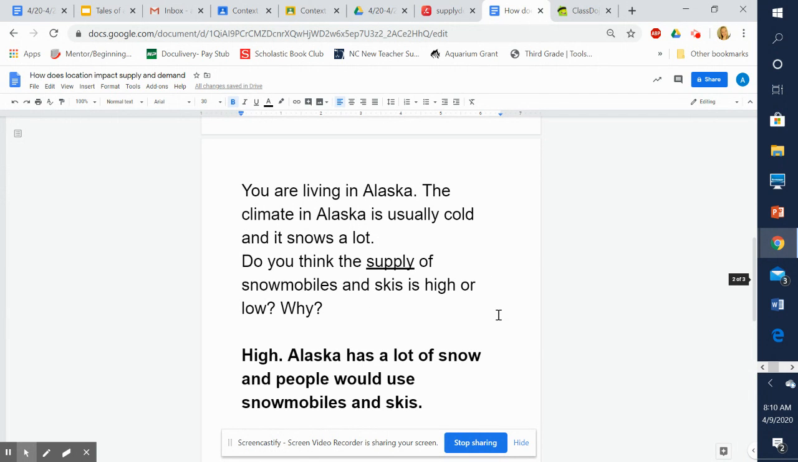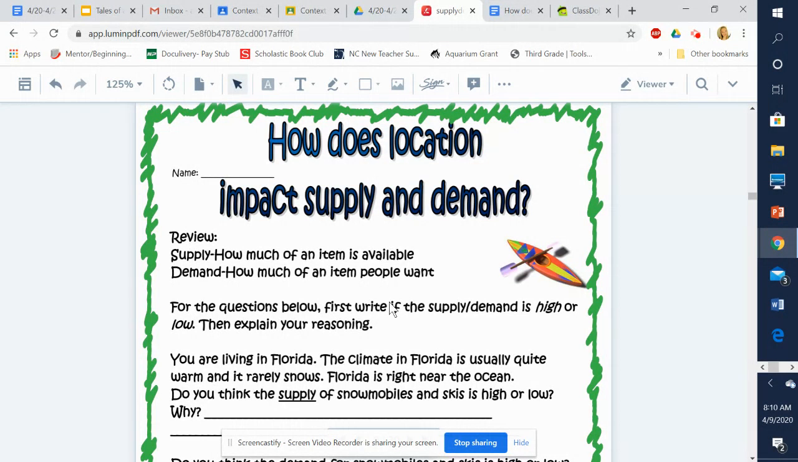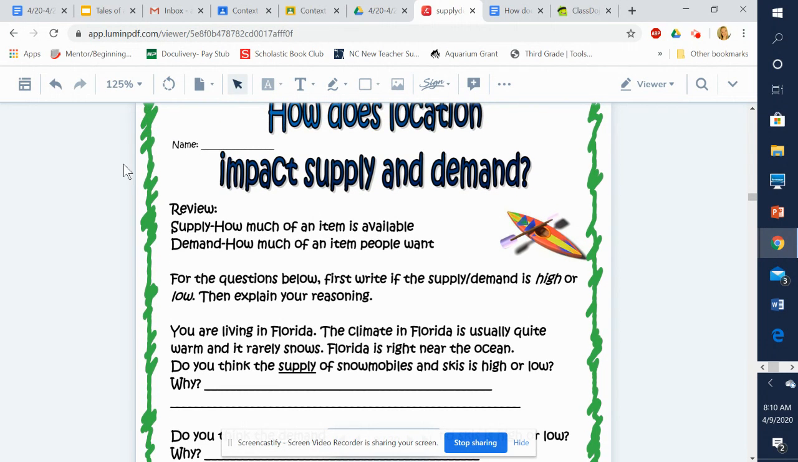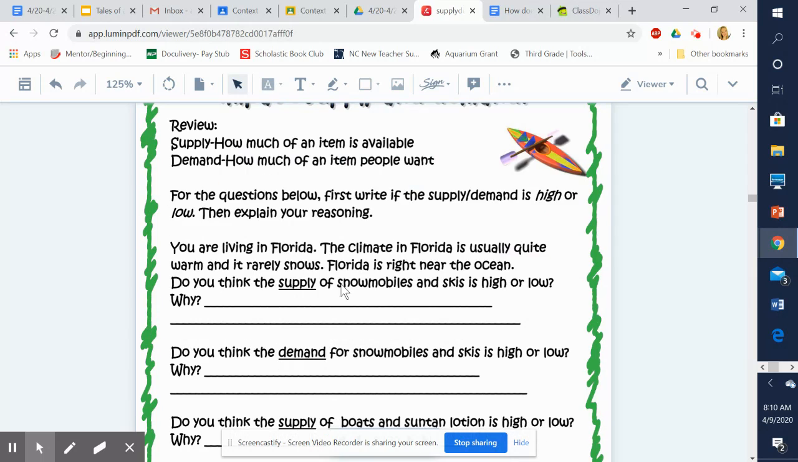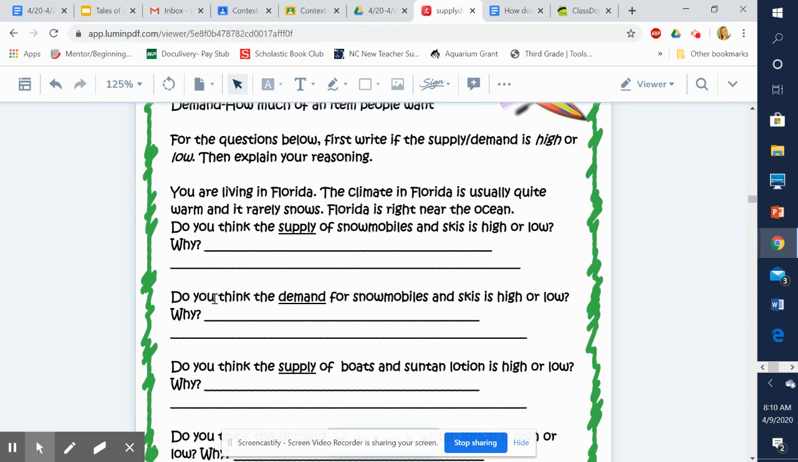So this is very similar to this sheet that you're going to be doing on your next slide. Again, it reviews what supply and demand is. It's the same exact thing, except it's focusing on Florida. It says you are living in Florida. The climate in Florida is usually quite warm and it rarely snows. Florida is right near the ocean. So the first question says, do you think the supply of snowmobiles and skis is high or low in Florida, the hot, hot place?